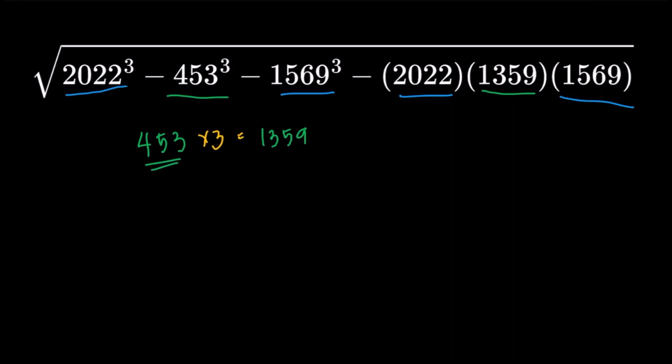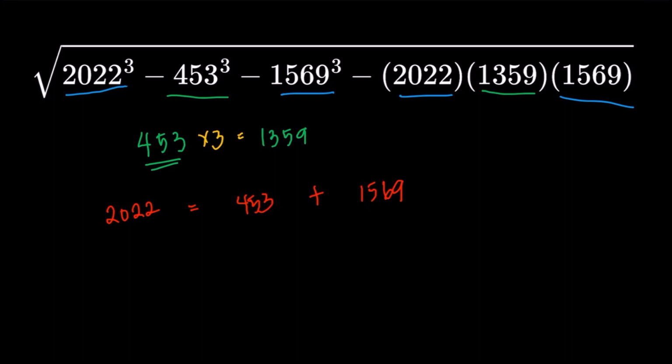Now next, technically 453 repeats now, because it's used more than once in the problem. We have the three numbers, 2022, 453, and 1569. So let's try to build the relationship of these three numbers. Again, we could try to play around with addition, subtraction, multiplication, and division, and you would be able to realize that 2022 is equal to 453 plus 1569.